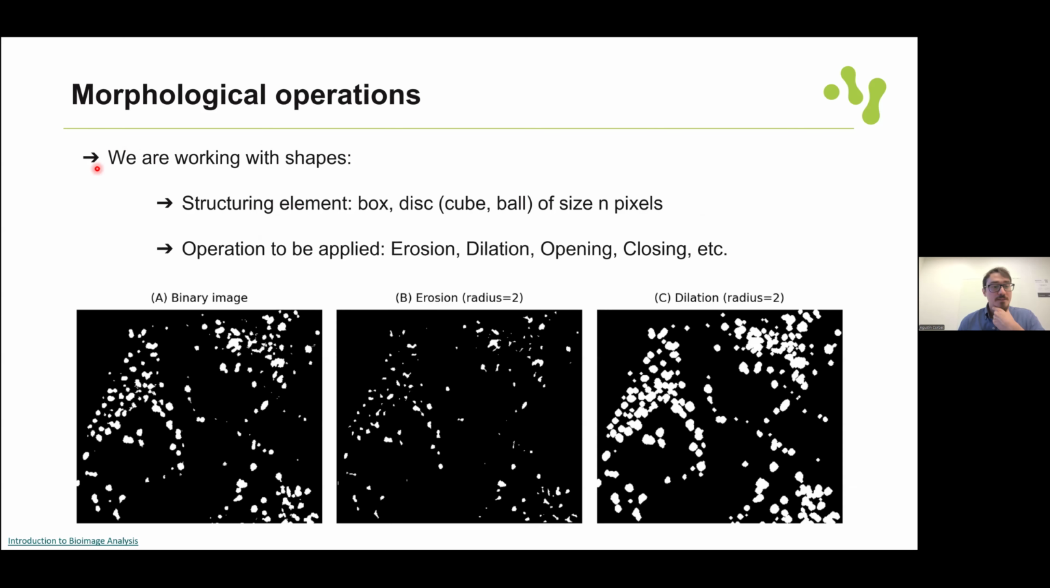So we can apply these morphological operations to clean up the image. They need what's called a structuring element, which could be a box, a disk, or a cube or ball if it's in 3D, and a size in pixels. And what we can do is, for example, an erosion operation or a dilation operation, and they do what the name actually says. You will take that structuring element and erode whatever structure you found. So here you can see an erosion of this binary mask, and this is a dilation, which would grow it by the size of the structuring element you chose.